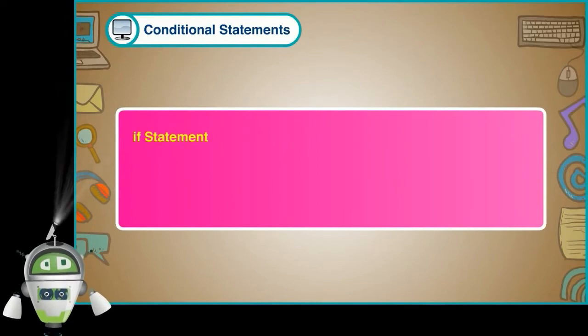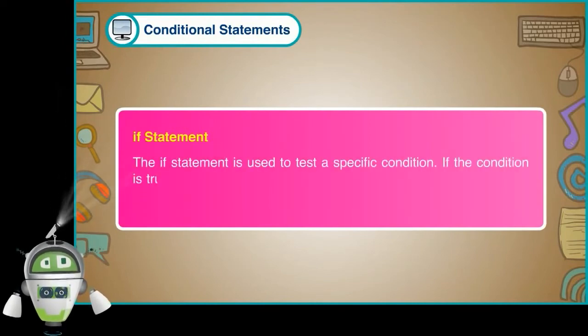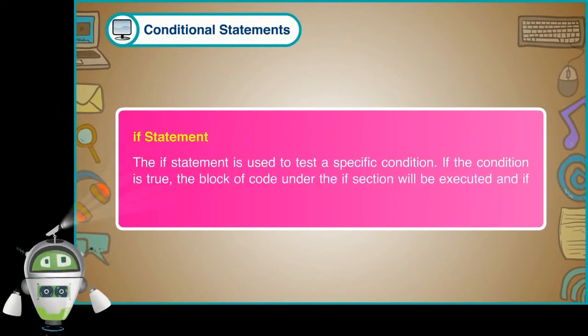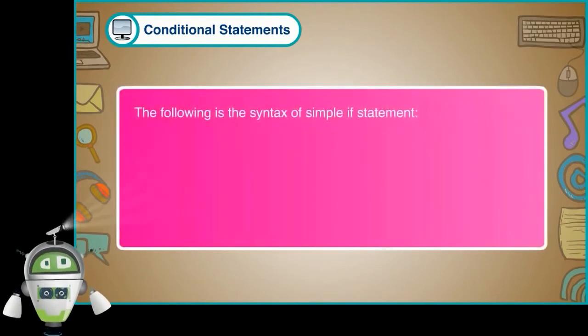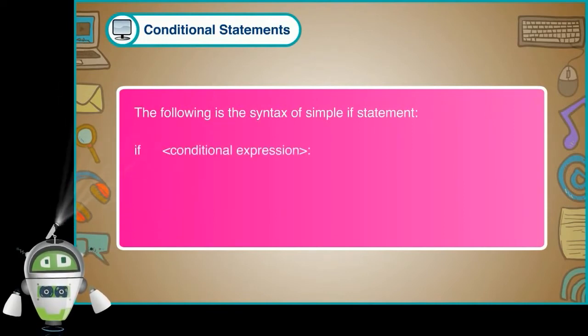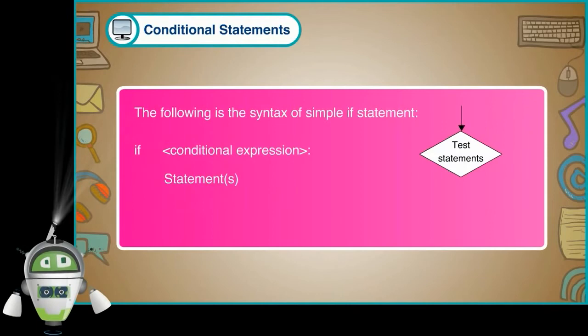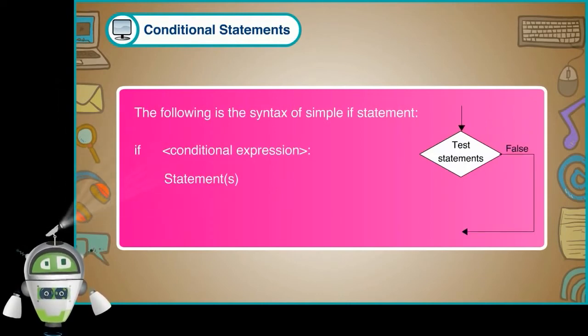If statement. The if statement is used to test a specific condition. If the condition is true, the block of code under the if section will be executed. And if the conditional expression evaluates to false, then it does nothing. The following is the syntax of a simple if statement: if, conditional expression, statements. Operation of if statement: test expression. If false, then skip the body of the if part. But if the test expression is true, then go to the body of if.